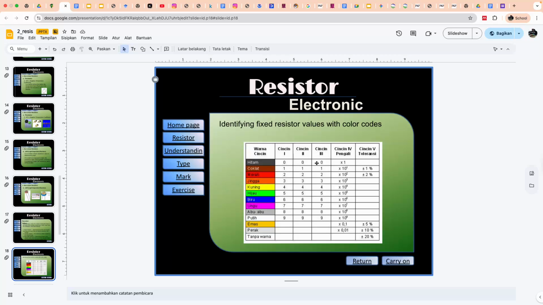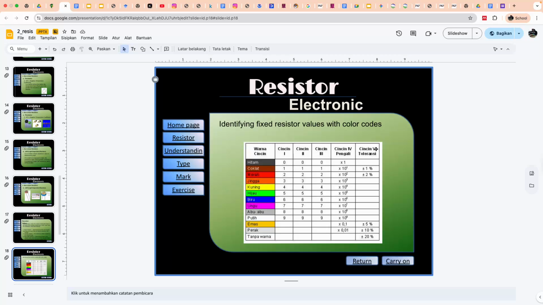And ring 2 also, ring 3 the same. But ring 4 is the multiplier. Black, you multiply by 1, brown you multiply by 10, red you multiply by 100, orange you multiply by 1000, and so on. But for gold and silver it is different: you multiply by 0.1 for gold, and by 0.01 for silver.